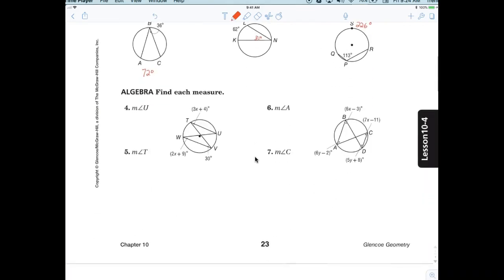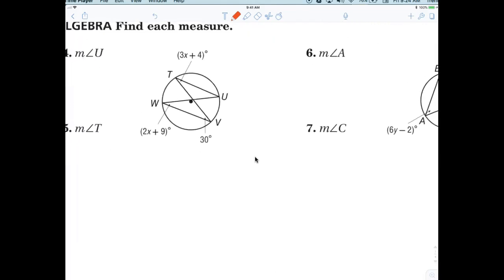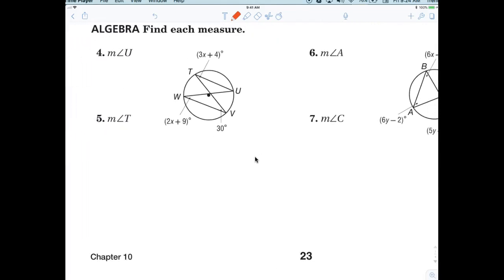All right. Now, here we go, right here. What's true about angle T and angle W? They are, in fact, equal. They are equal because they intercept the same arc. Everybody okay with that? And U and V must be the same. So angle U is how much? 30.